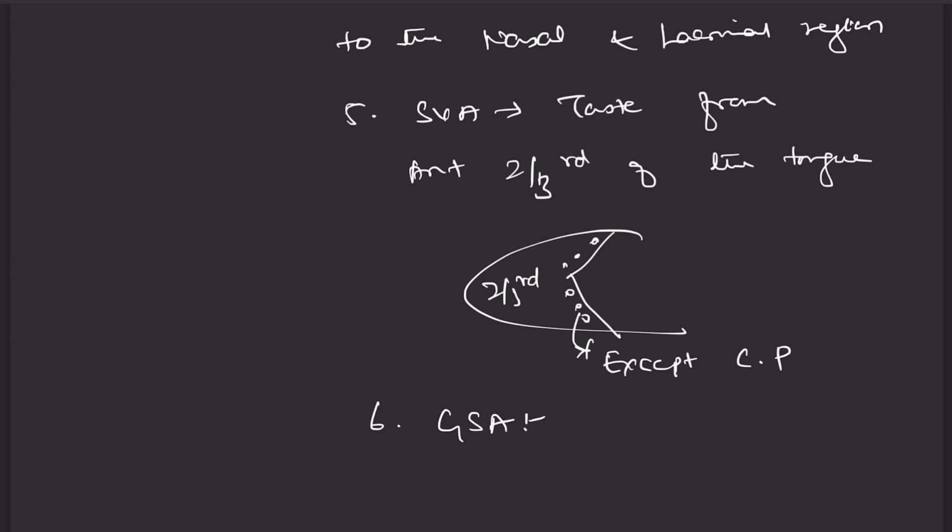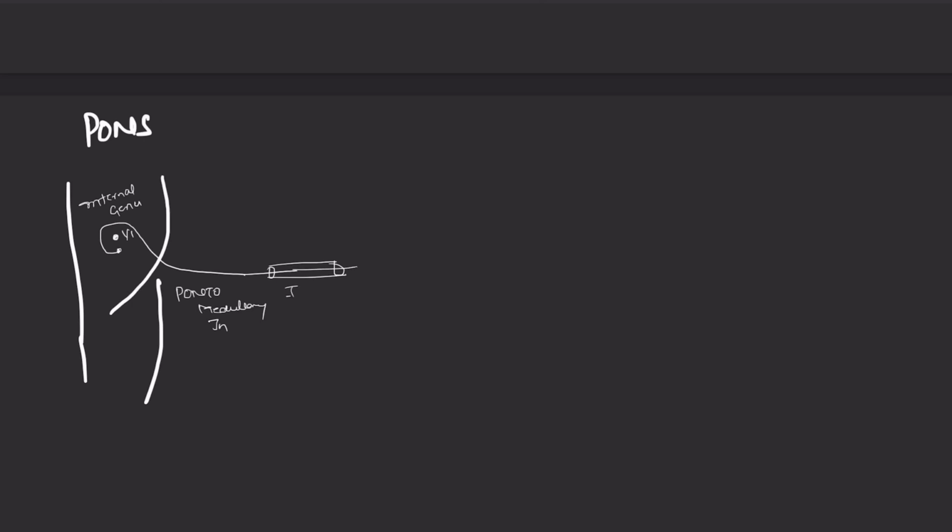Now coming to the 6th, GSA, because it supplies the skin of the auricle and proprioception of facial muscle. Now coming to the diagram, this is the pons. The 7th cranial nerve winds around the 6th cranial nerve nucleus. This winding is called the internal genu. It comes out of the brainstem at the pontomedullary junction and enters the internal acoustic meatus along with the 8th cranial nerve and the labyrinthine artery.